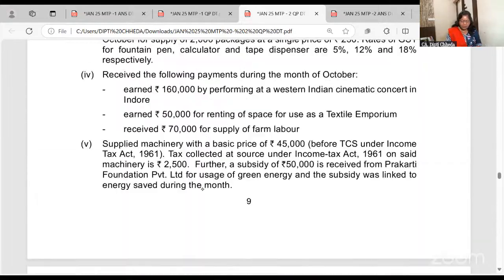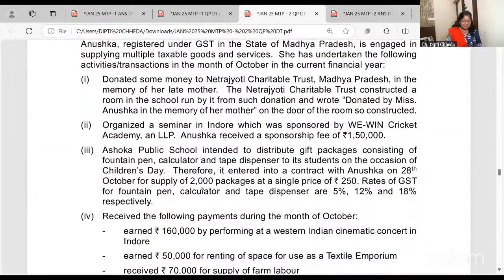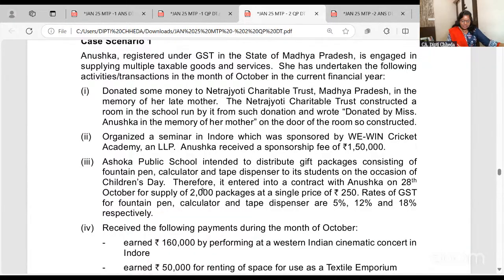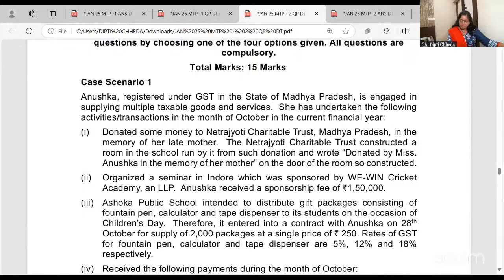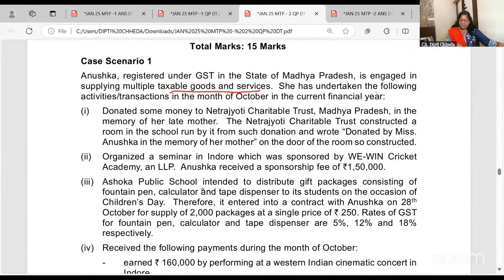So it's all about exemption. Let us check up the first one. Anushka, registered under GST, is engaged in supplying multiple taxable goods and services both. She has undertaken the following transactions.